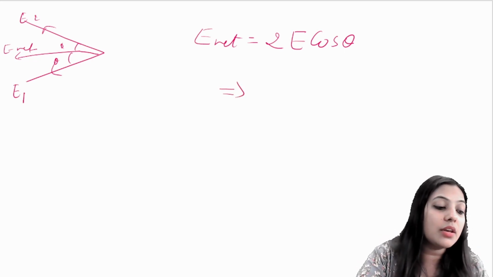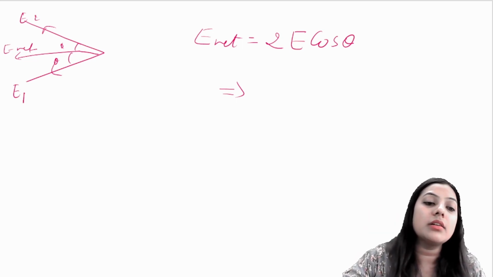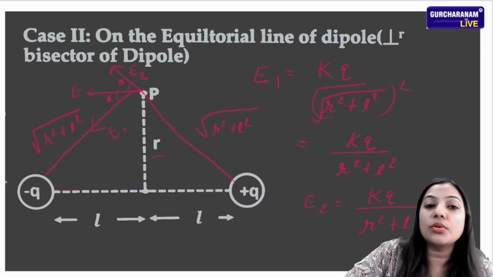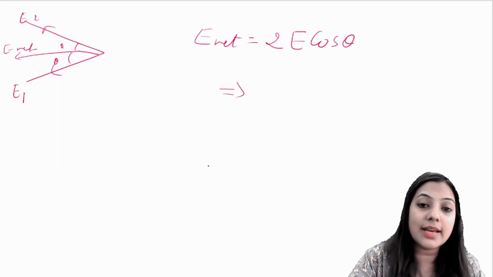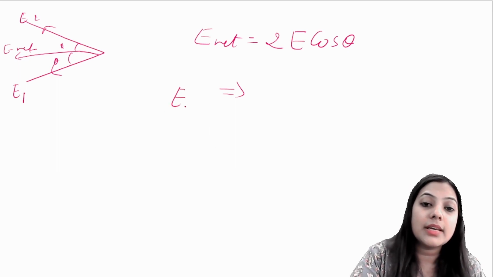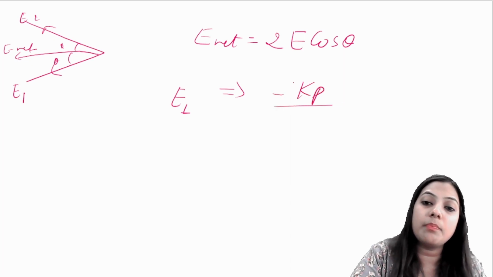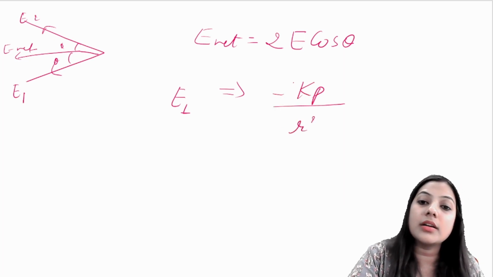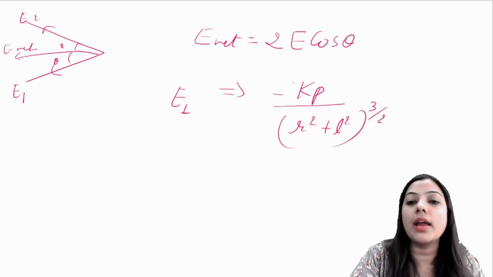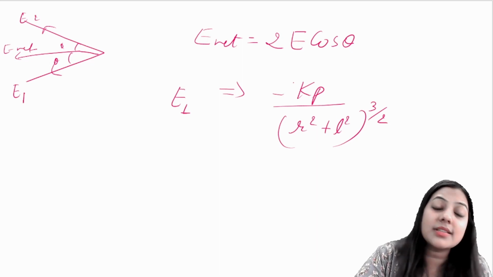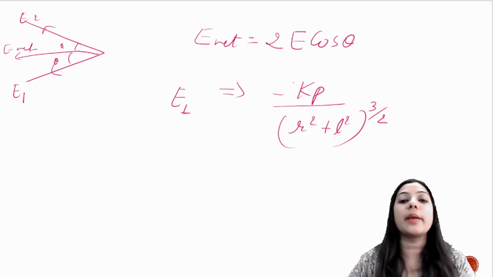Now we have the value 2E cos theta, and if we find the general expression for the perpendicular bisector of the dipole, we get E perpendicular equals minus Kp upon (r square plus l square) to the power 3 by 2. This is the general expression for the perpendicular bisector of an electric dipole.